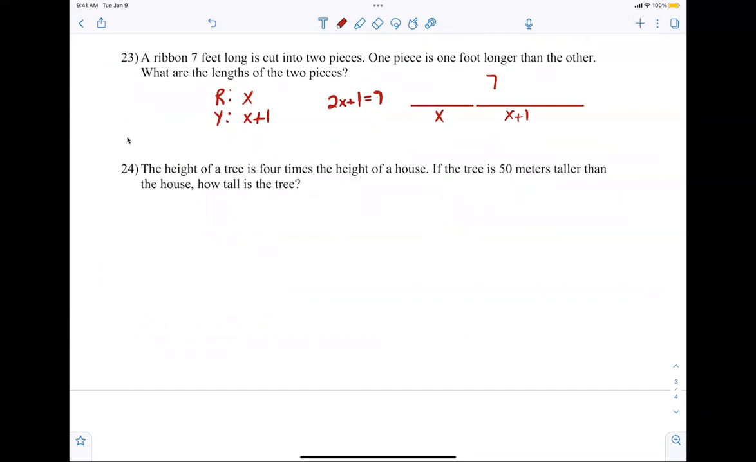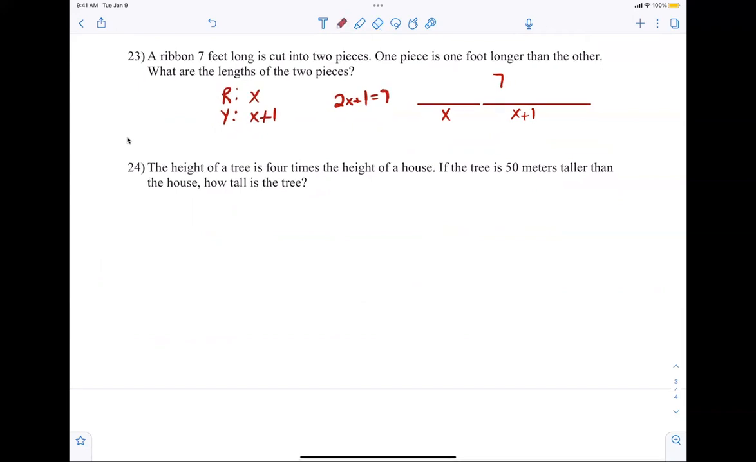Okay, now listen, Oliver. 24 is kind of like the one we did earlier. So I want you to concentrate now. All right, so what two things are we talking about, please? The height of the tree and the house, and so we're going to call what letters? H and T. So there's an initial relationship, Oliver. Tell us what the initial relationship is. I think it'd be x for the house. And 4x for the tree.